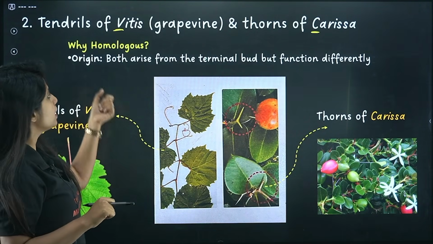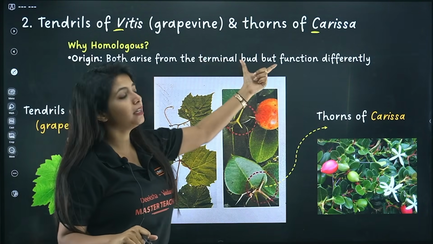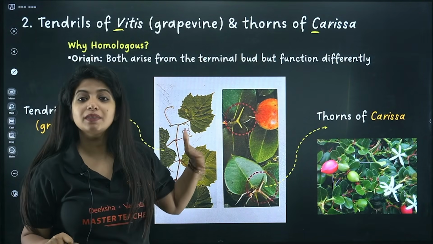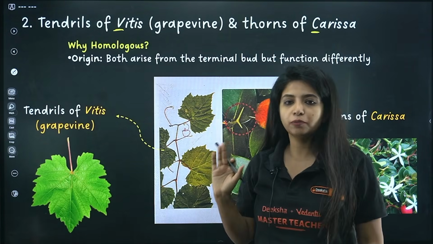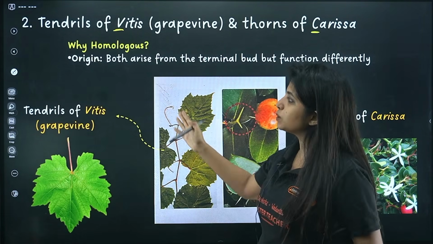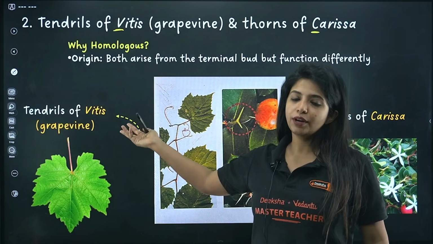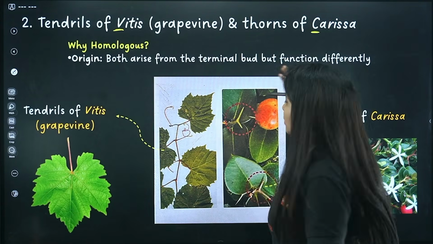Similarly, over here, they both arise from the terminal bud. Where are they arising from? From the terminal bud. Not axillary bud this time, terminal bud. And they also perform different functions. For example, one is basically forming what? One is basically forming tendrils for support, and one is forming thorn.